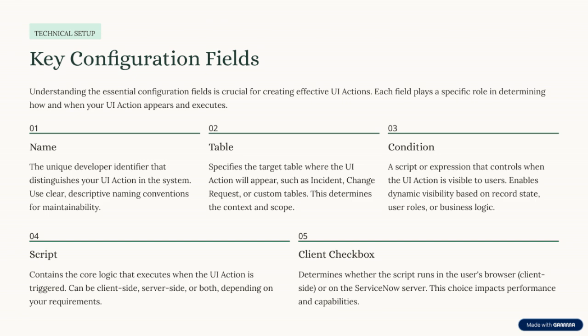Moving on, the script field contains the core logic that runs when the UI action is triggered. It can be set up to run on the client side, server side, or both, depending on what your requirements are. Finally, the checkbox to determine whether the script runs in the user's browser or on the ServiceNow server is crucial. This choice affects both performance and capabilities, so understanding when to use client-side versus server-side scripting is key. All these fields work together to define how your UI action looks, behaves, and interacts within your system, making this configuration process central to customizing your ServiceNow experience.